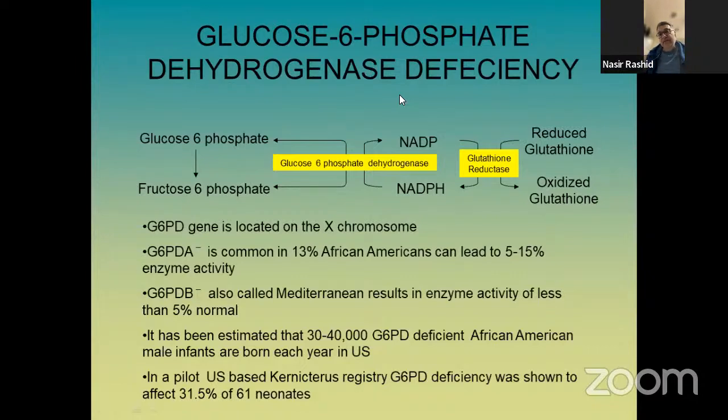Back when CDC was maintaining the Kernicterus registry, there were 61 infants recorded in 2005 with Kernicterus, and out of those, 31% had G6PD deficiency. So remember, this is a very important cause of hemolysis. But I want to remind everyone that in this hemolysis, the Coombs will not be positive. If you do a Coombs test, it will be negative. If you look at the blood group, there will not be any blood group incompatibility. But if an infant appears severely jaundiced, think about this as a possibility if it is a male child, okay?